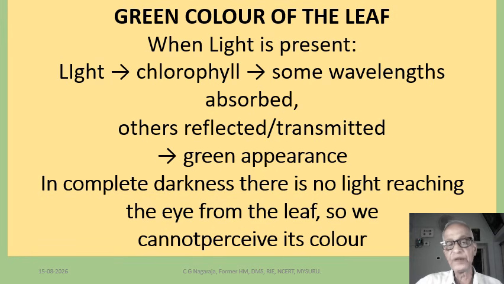Green color of the leaf. When light is present, chlorophyll absorbs light. Some wavelengths are absorbed, especially blue and red. These wavelengths are absorbed, others are reflected, and that will make the leaf appear green. In complete darkness, when there is no light to our eye, the leaf does not look green. Leaf shows black color.